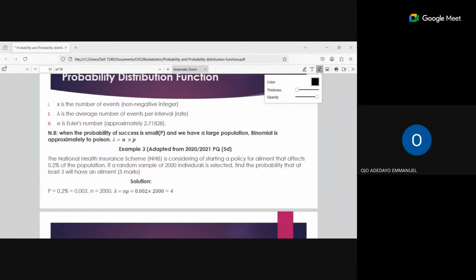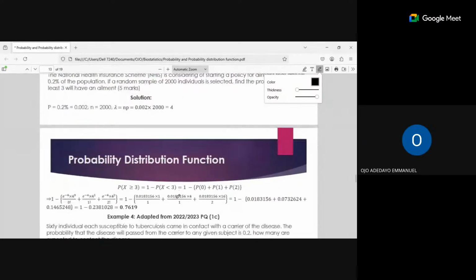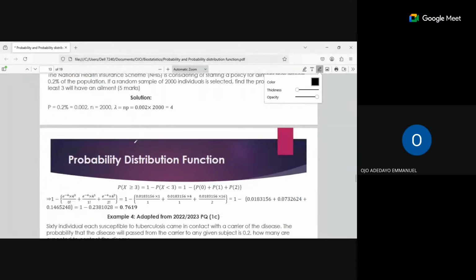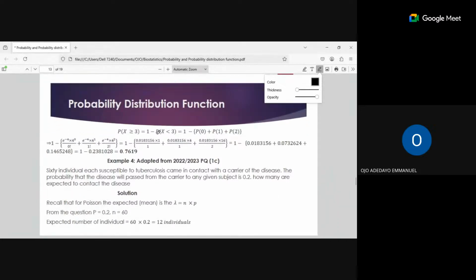I'm still going to give room for questions. So let's continue, please. By the time we move on, recall that they ask us to find at least 3. At least 3 means from 3 upward. So which is the same thing as 1 minus the probability of x less than 3, which is 1 minus the probability of when x is equal to 0, plus the probability of when x is equal to 1, plus the probability of when x is equal to 2.